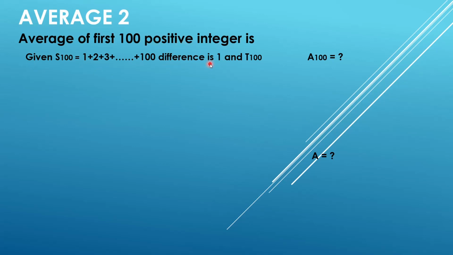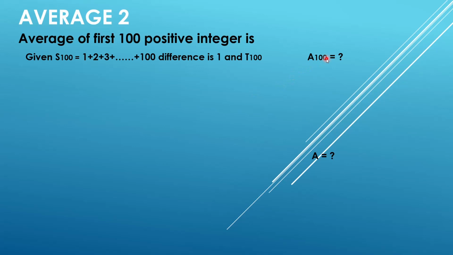Positive integers means it is 1 to 100. Any integer could be taken, but here we have said positive integers, so it means from 1 to 100 only. If they said only integer, then we can take any integer value, but as they have said positive integers, that's why we are not taking minus. So 1 to 100 only, and they are saying first 100, that's why 1 to 100. Okay, is it clear? And we need to find the average.